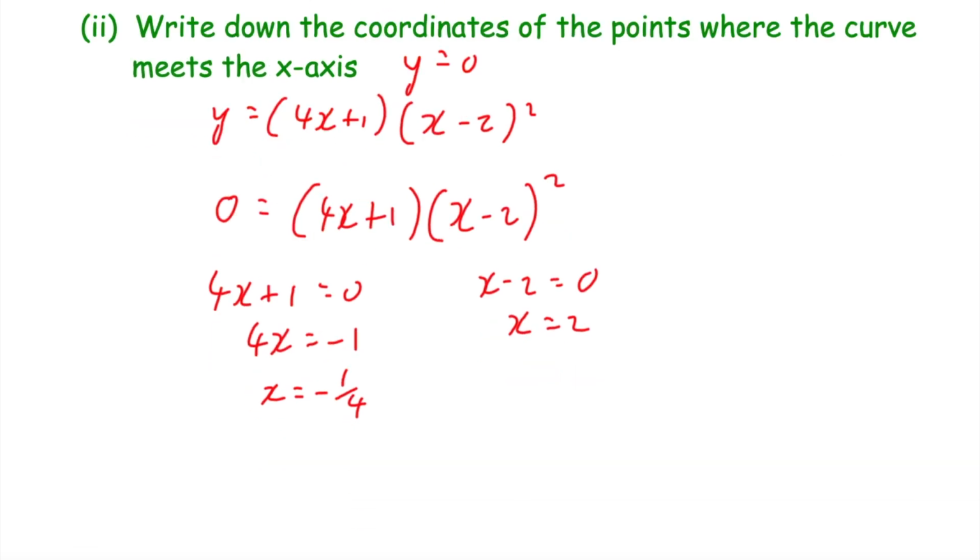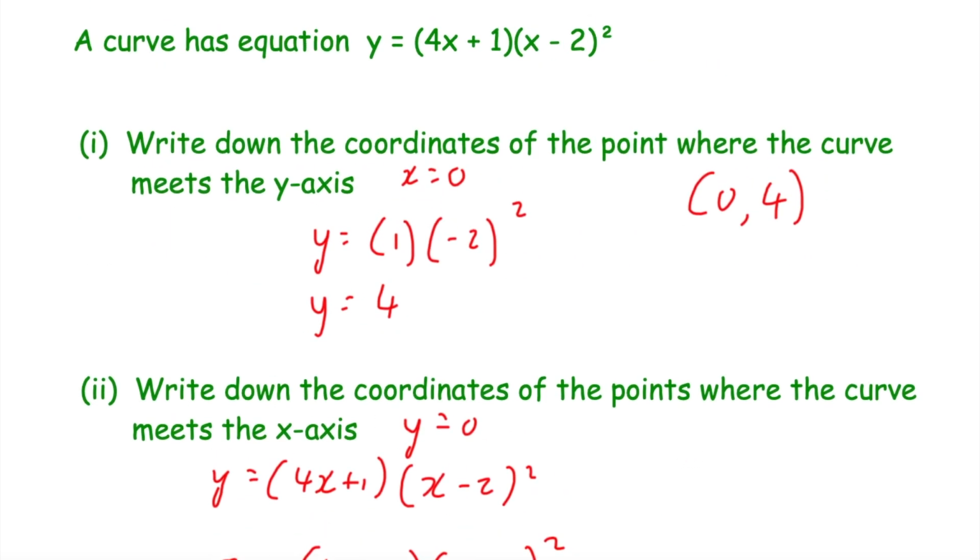Well, let's write those down. We know for this one, it's going to be negative a quarter, and then y is equal to 0, so negative a quarter, 0. And for this one, it'll be 2, 0. So they're the coordinates of the points where the curve meets the x-axis. It's going to cross at this point because it's just a single root, and this one's a repeated root, so it's going to touch at this one and then go either back up or back down depending on what the graph looks like. So that's fantastic.